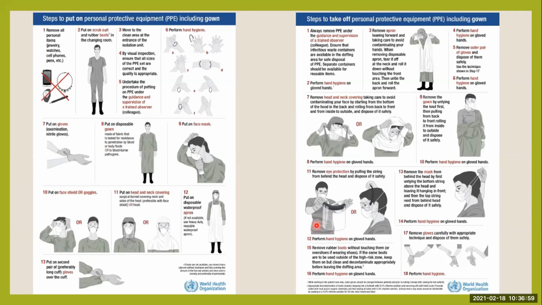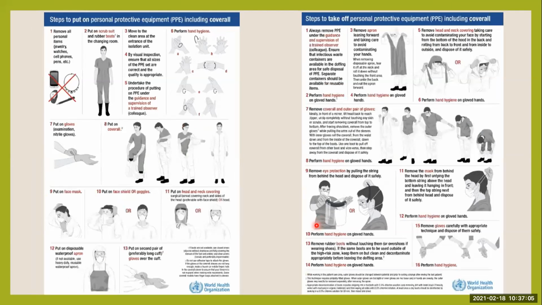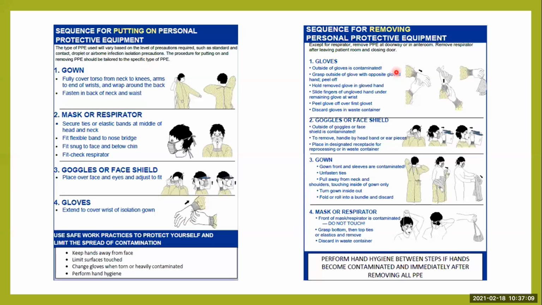Okay. There are other slides like this. This is for donning. First, we wear gown and mask and goggles and gloves. This is for removing. We should remove the gloves first, and then face shield or goggles, followed by gown and mask and respirator. And even perform hygiene between steps.